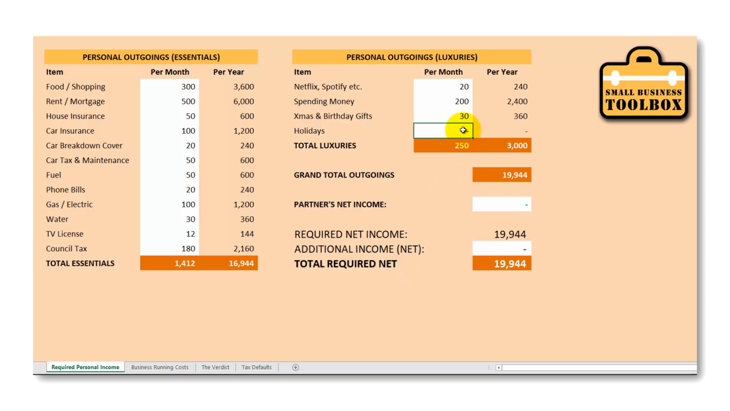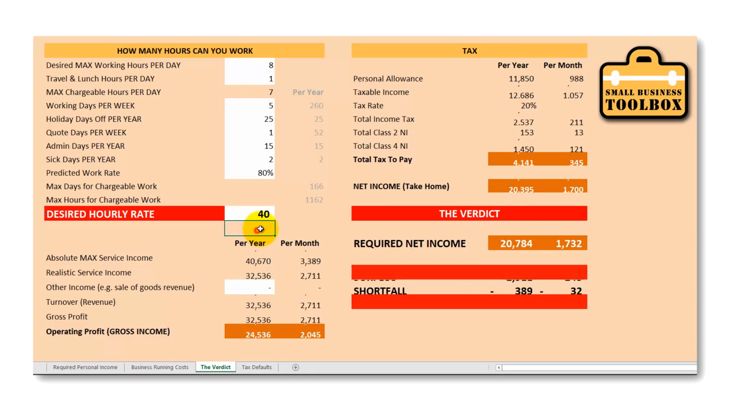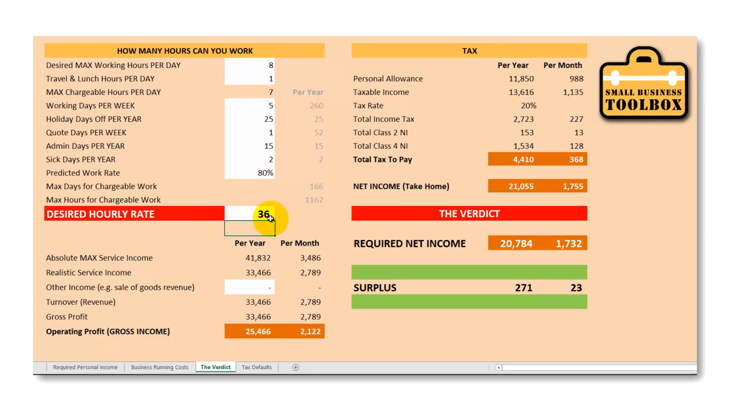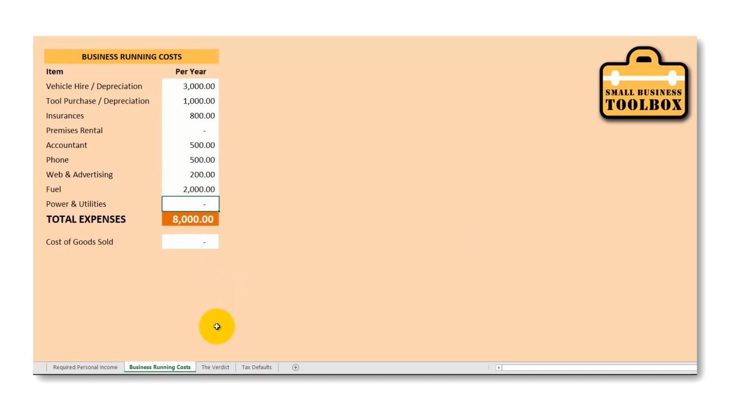Let's say you do actually want to go on holiday. £70 a month you could put aside for a holiday. Would £840 get you a trip away somewhere? Yeah, it probably would. We're short again here. Let's say £40 an hour. 37, 36. Okay. So based on these figures here that we've put in, work rate of 80%, you're going to have to be charging £36 an hour just to survive and pay for one holiday a year that costs you no more than £840. As I say, this was all based on a joinery business.